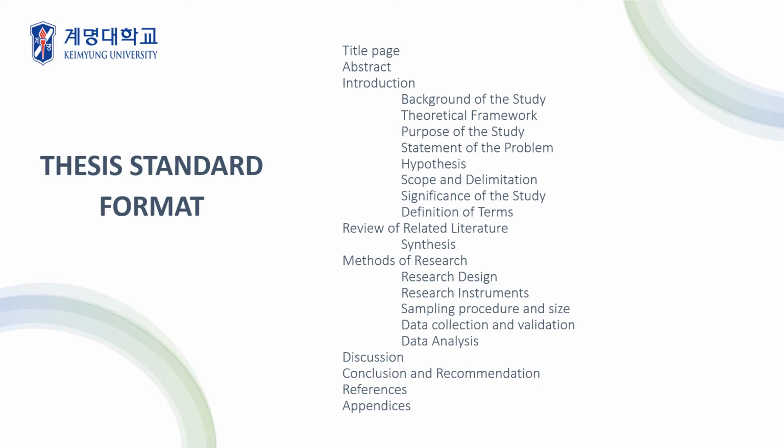First, we have the title page and abstract. Chapter 1 covers the problem and the introduction of the study. And that includes the background of the study, theoretical framework, purpose of the study, statement of the problem, hypothesis, scope and delimitation, significance of the study, and definition of terms. And it also includes the review of literature, and when you write related literature, it comes from the global perspective of practices down to the regional, down to the local. It's a big idea first and then going down to the small idea.